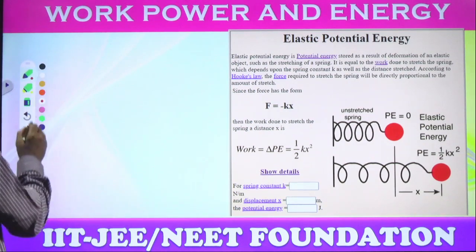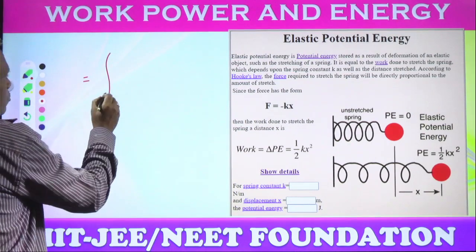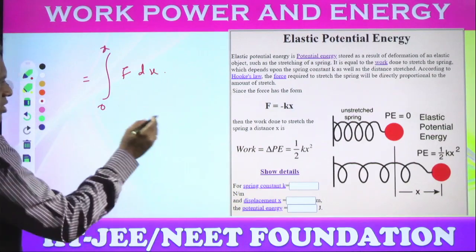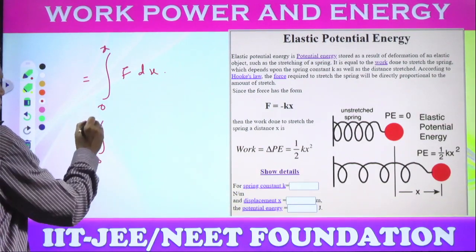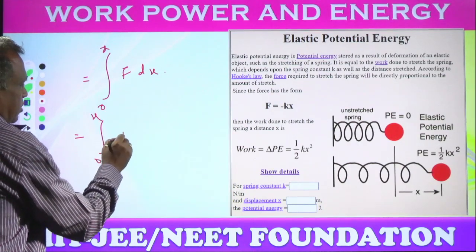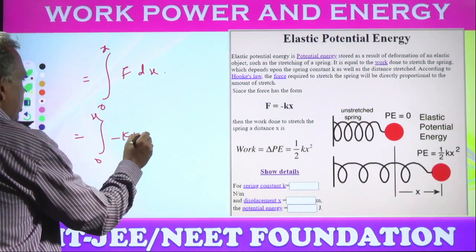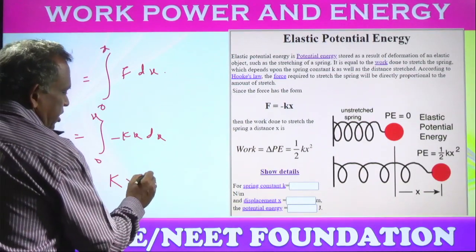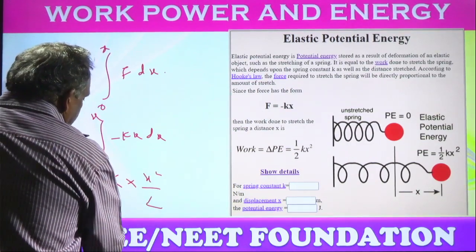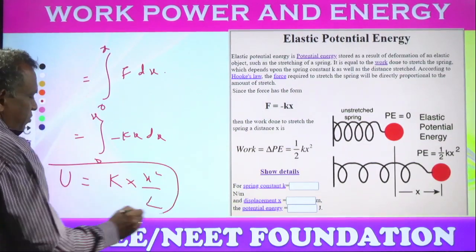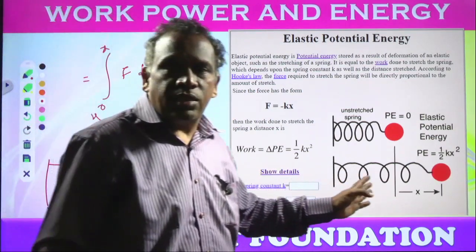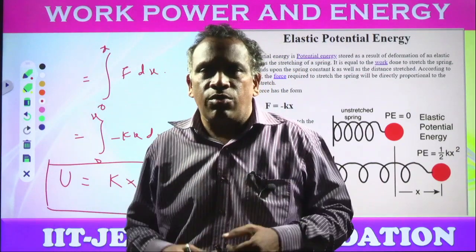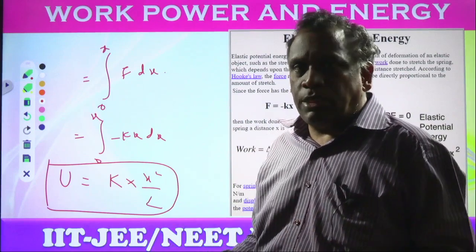The energy is the integral from 0 to x of F dx. Here F is kx, so the integral of kx dx, where k is the constant. The integral of x is x square by 2, so that is the way you get half k x square. Half k x square is the formula for elastic potential energy, which is the amount of work done to stretch the spring.